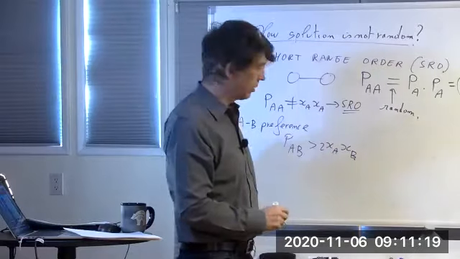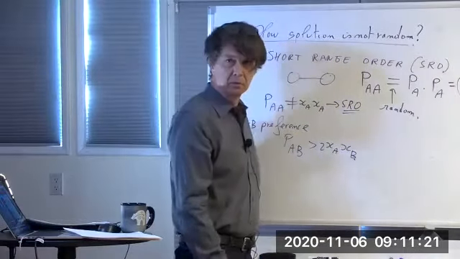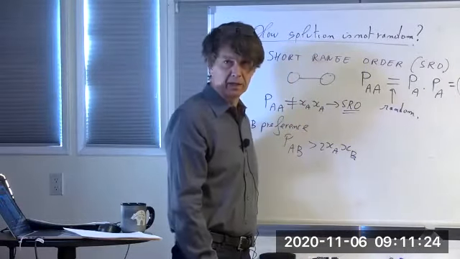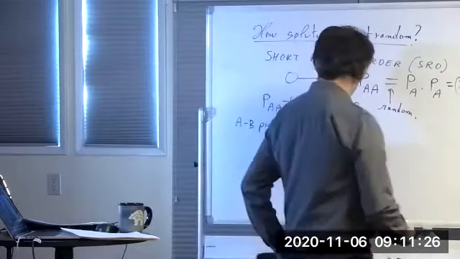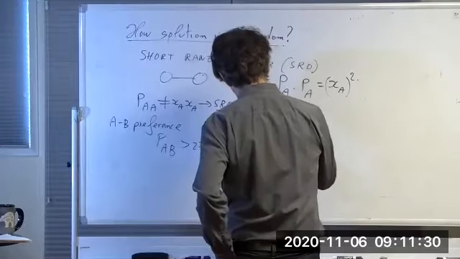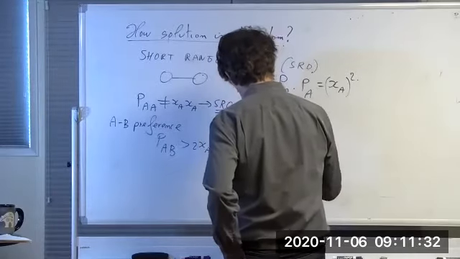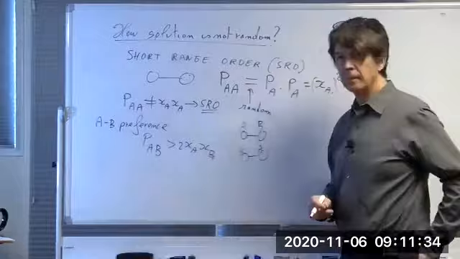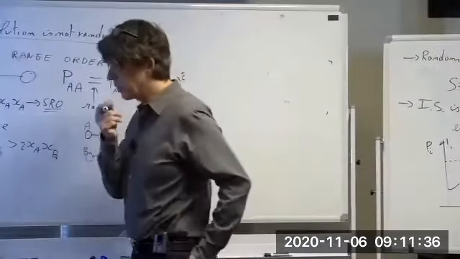Whereas if it's random, then PAB should be 2XAXB. The reason there's a 2, right? Because if you look at an AB bond, there's 2 ways to do that, right? You can do AB and BA. Okay, so this is called short range order.